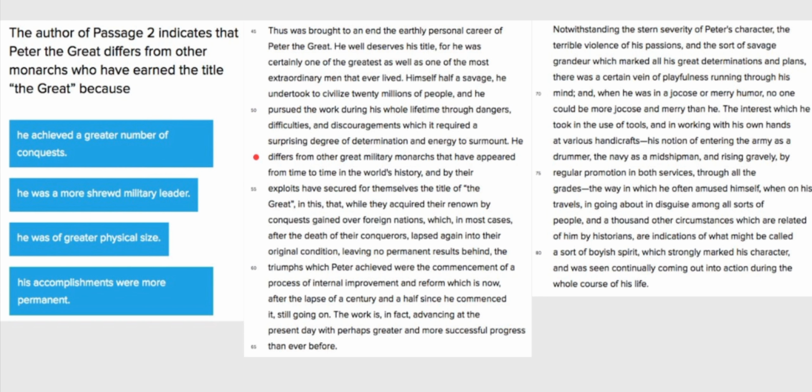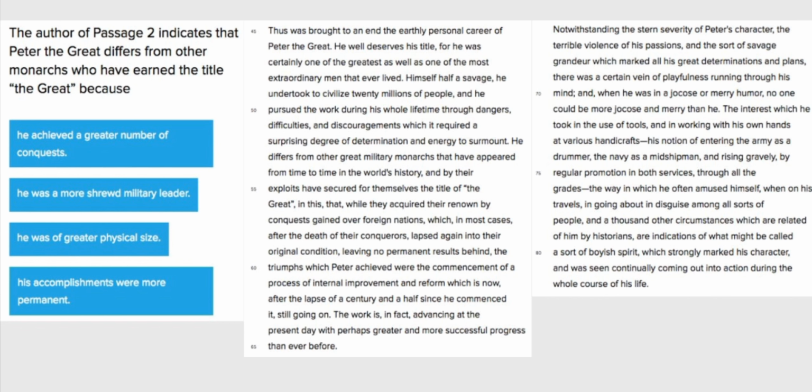He differs from other great military monarchs that have appeared from time to time in the world's history, and by their exploits have secured for themselves the title of the Great. Okay, so it seems like we're going to get everything we need out of this part of the passage because we're supposed to figure out how Peter the Great differs from other monarchs who have earned the title the Great. So basically, I already have a topic sentence for that. In this, that, while they acquired their renown by conquests gained over foreign nations, which in most cases, after the death of their conquerors, lapsed again into their original condition, leaving no permanent results behind.